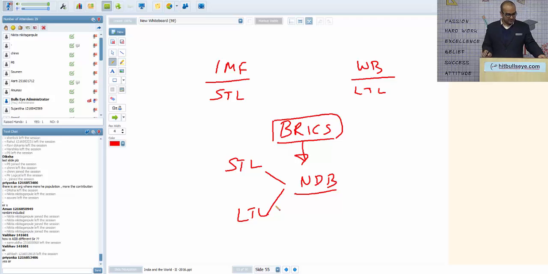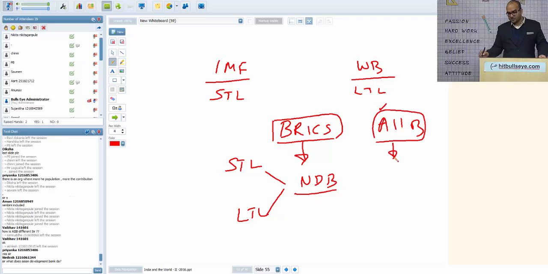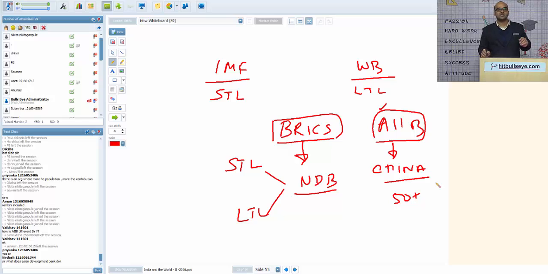Another important institution that has been recently formed is the AIIB, right? That is the Asian Infrastructure and Investment Bank. This is a bank which has been initiated by China. It has more than 50 members now. It will extend long-term loans for infrastructure development, again mirroring the functions of World Bank. So these two institutions can be seen as a rival to the Western dominated regimes of World Bank and IMF.